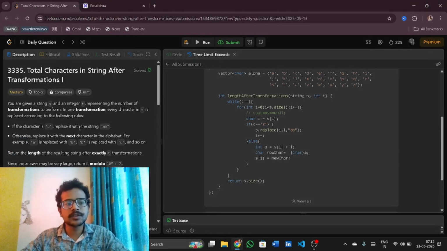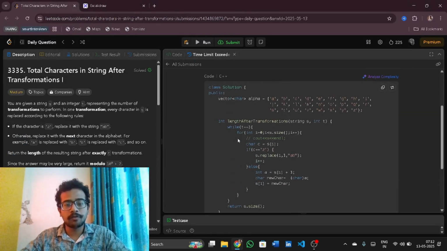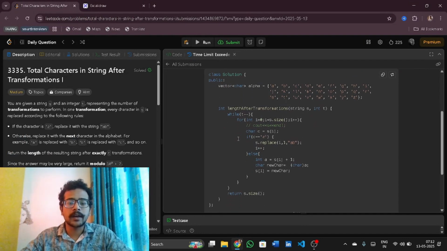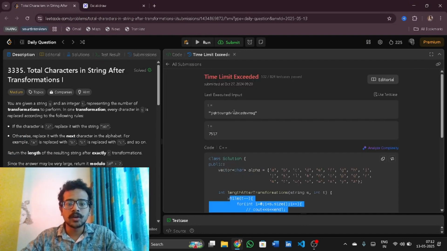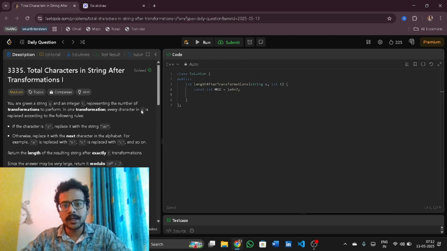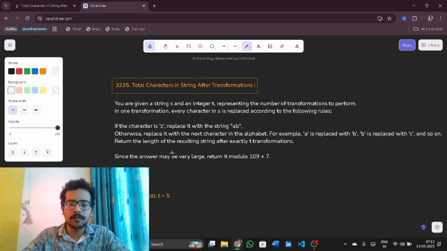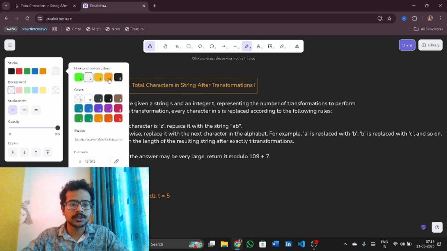The brute force approach for this question is not going to work. I have already tried it. If you want to try, you can, but I have already tried it in the contest. So now let us see what the optimized approach will be. But before that, let us understand what is given in the question.